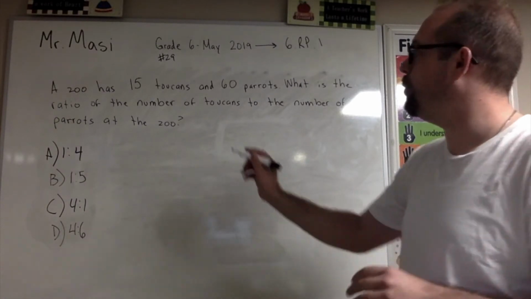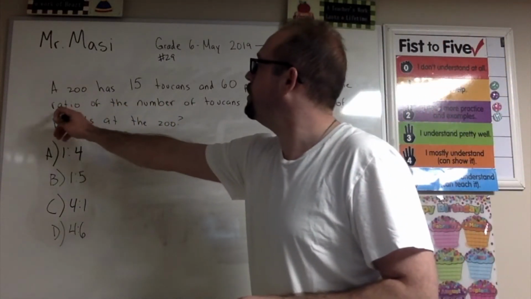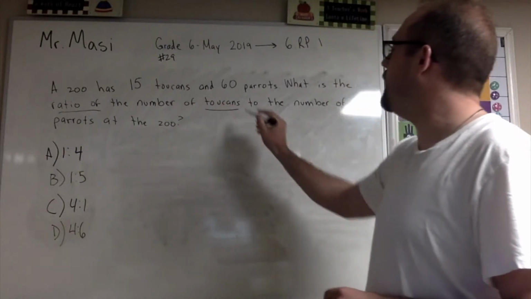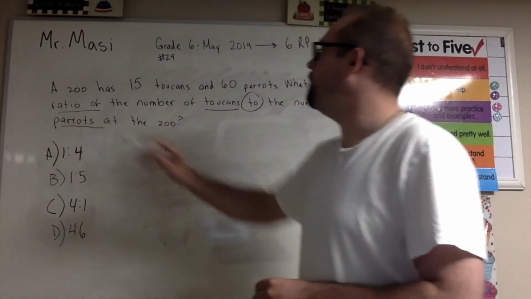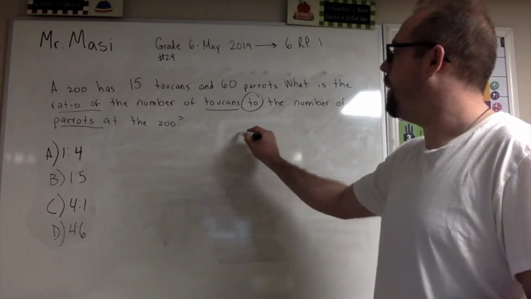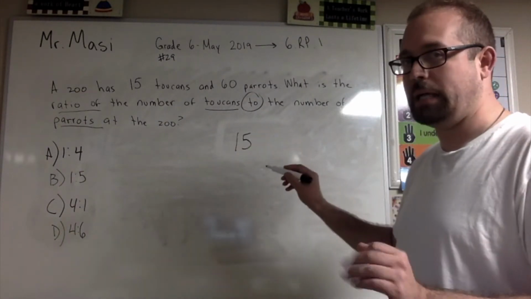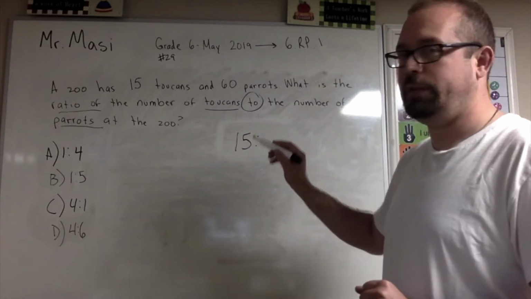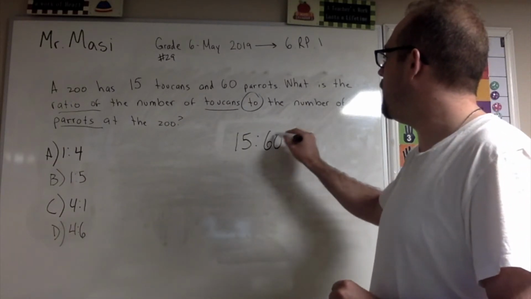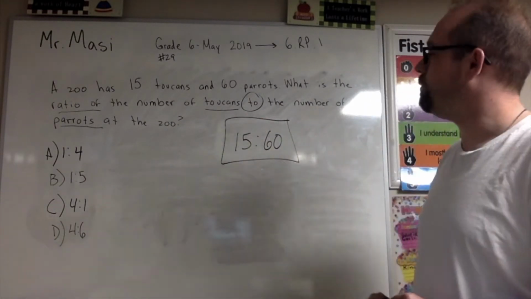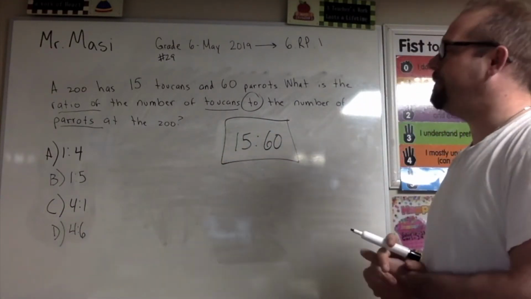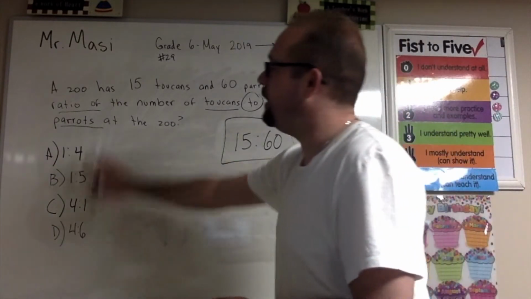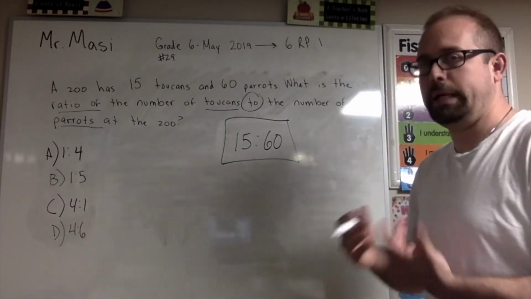So that's really important. Ratio of toucans to parrots. So the toucans must go first because it's asking for that, which is 15 to 60 parrots. Okay, now, that's unfortunately not one of our multiple choice answers. So we have to figure out which one of these makes sense.